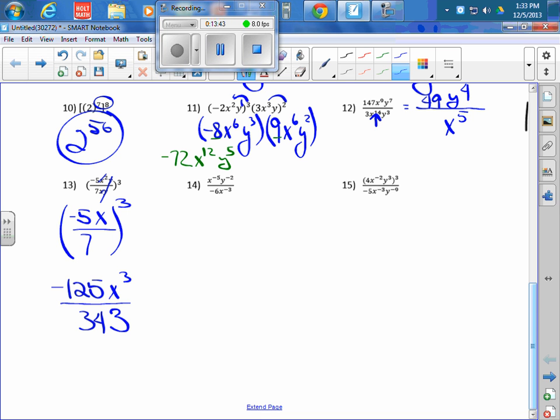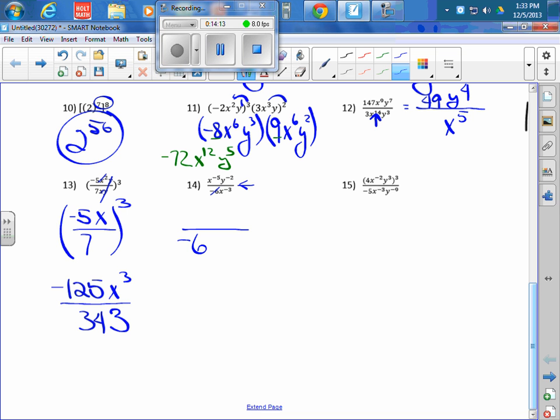Number 14. Remember what I was saying about fraction bars? If there's a fraction bar in your problem, start with one in your answer because you're going to end up with stuff in the numerator. You're going to end up with stuff in the denominator. Move things so we have positive exponents. Negative 6. You don't move that because the exponent for it is positive 1. The negative 6 stays there.